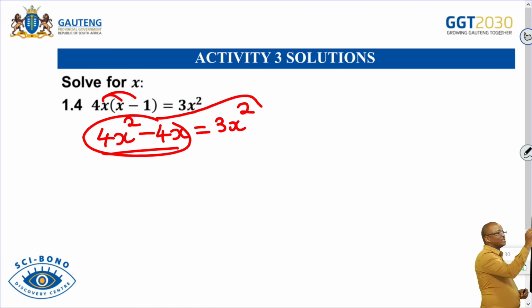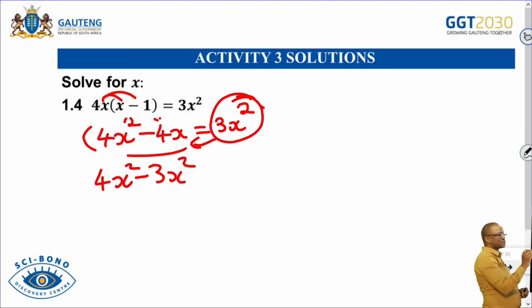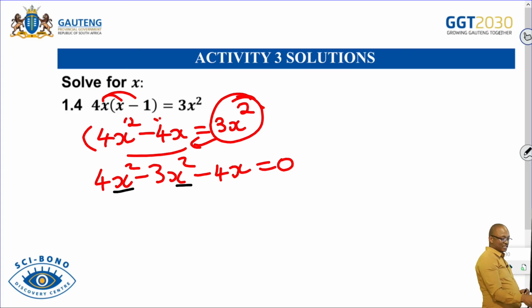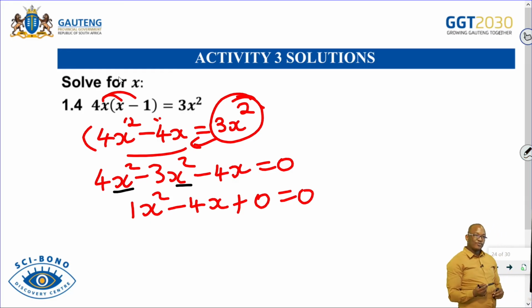Then we can take this one and transpose it. Or you can transpose this 3x squared to the left-hand side. We're going to have 4x squared minus 3x squared minus 4x is equal to 0. Then the two terms that are like terms, we're going to have 1x squared minus 4x plus 0 is equal to 0. Remember, we don't have the last term there. So we're going to put it as 0.